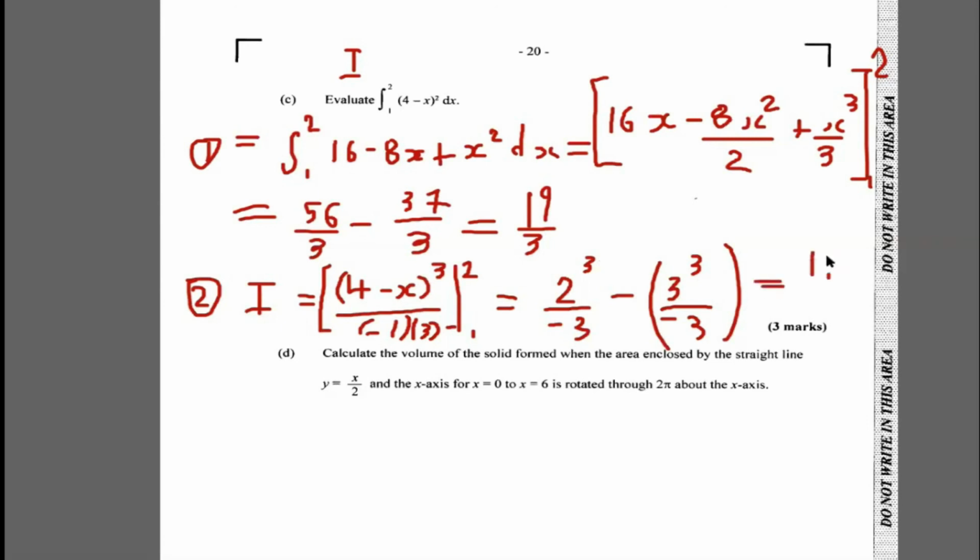So it depends which way you prefer to do it. I prefer to do it the first way, but it's up to you, your choice.